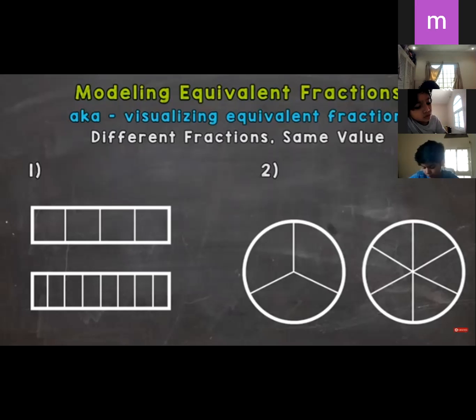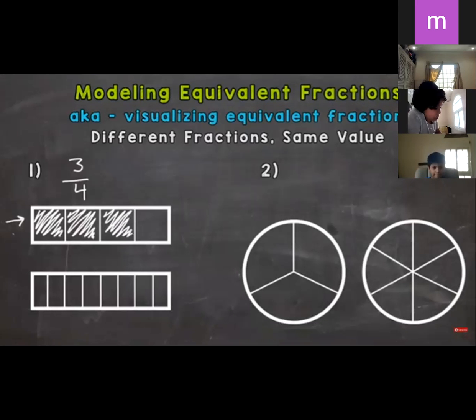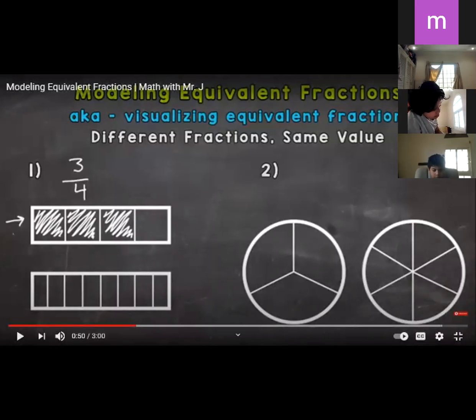So the top rectangle is cut into fourths, and the fraction we're going to start with is 3/4. So let's model 3/4. This would be 1/4, 2/4, and finally 3/4. So that top rectangle represents 3/4. The first shape we have here, 3/4, is exactly like this one.